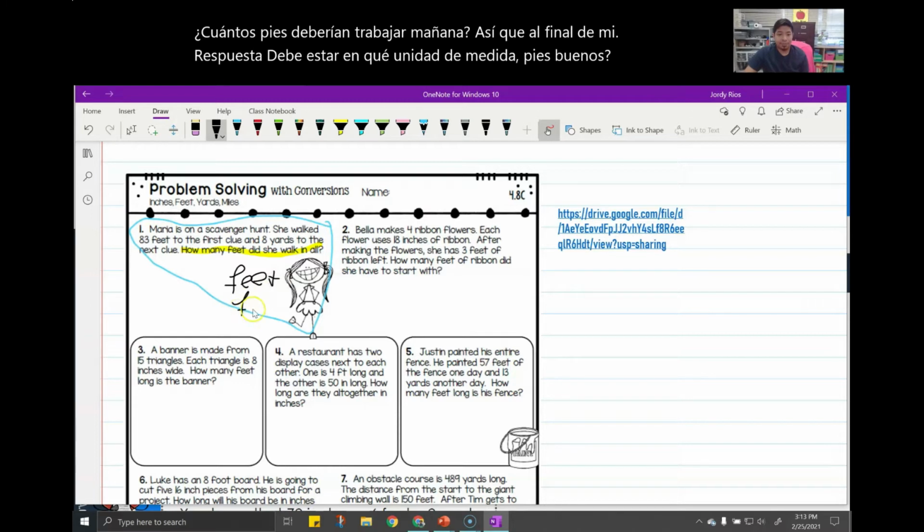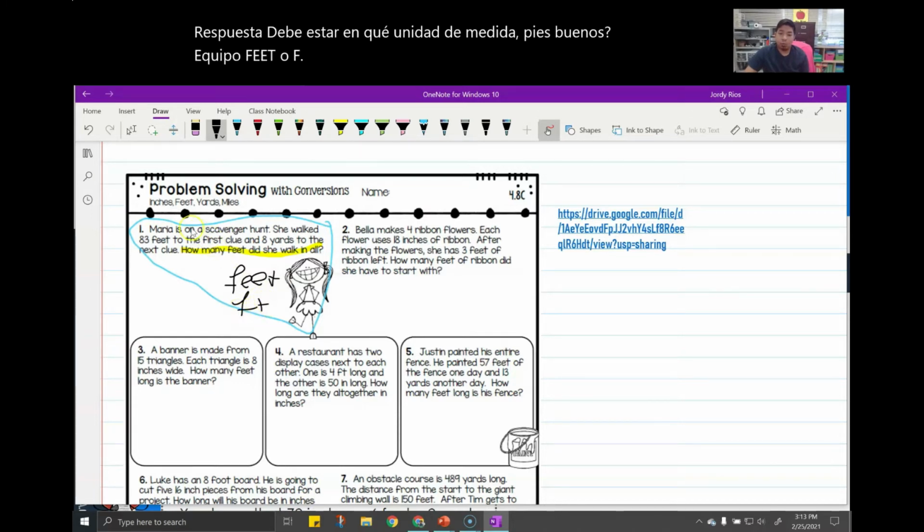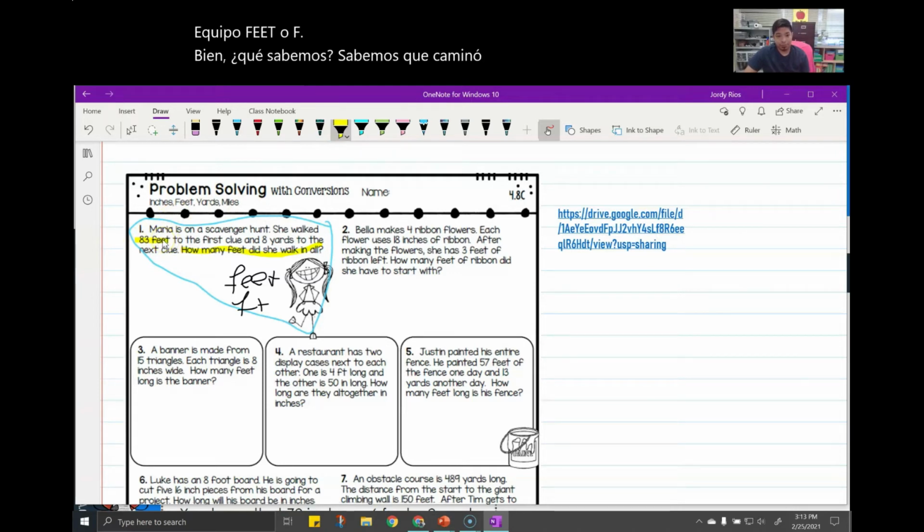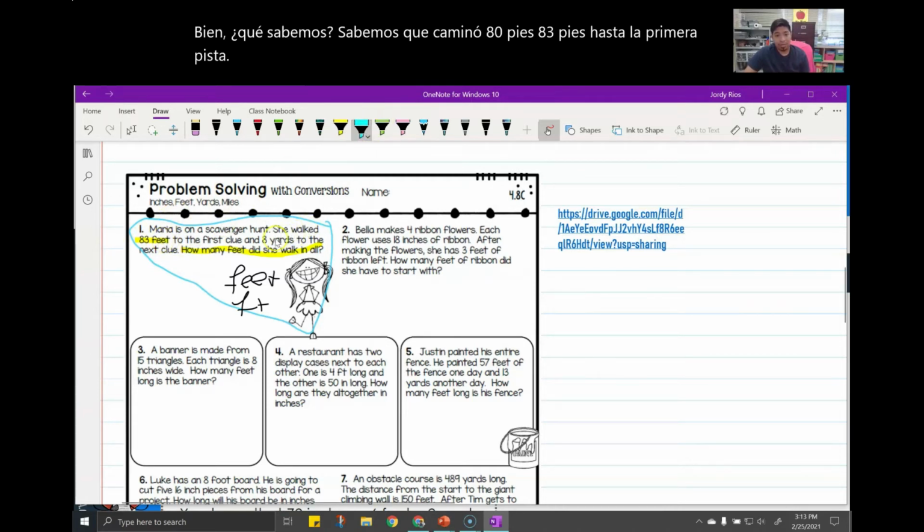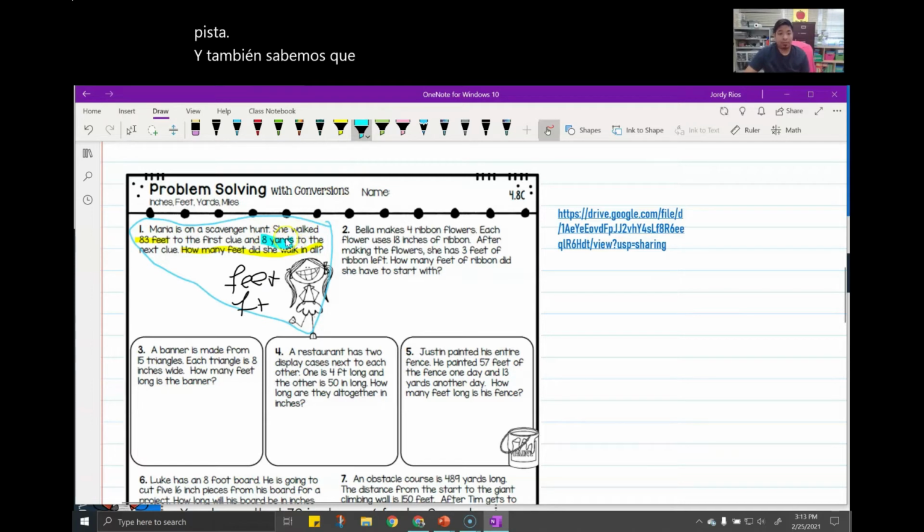F-E-E-T or F-T. Okay. What do we know? We know that she walked 83 feet to the first clue. And we also know that she walked 8 yards. Okay. We need to find how many feet she walked in all. What do we need to do?